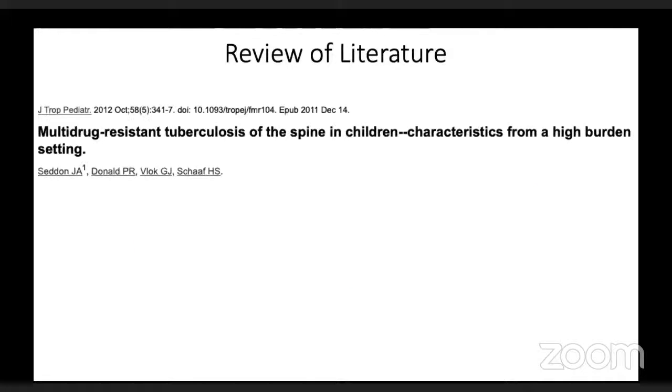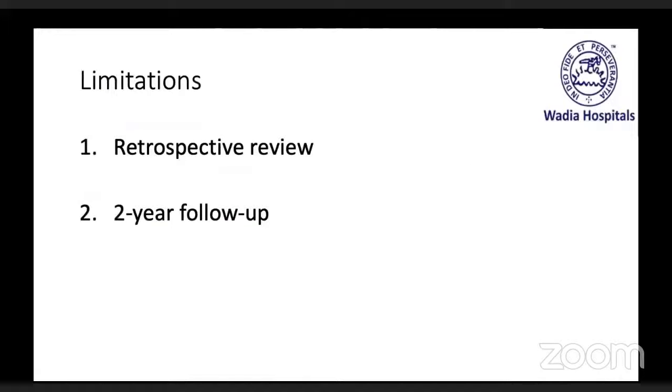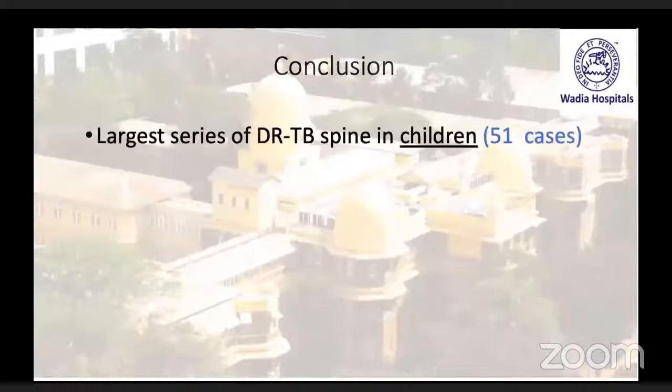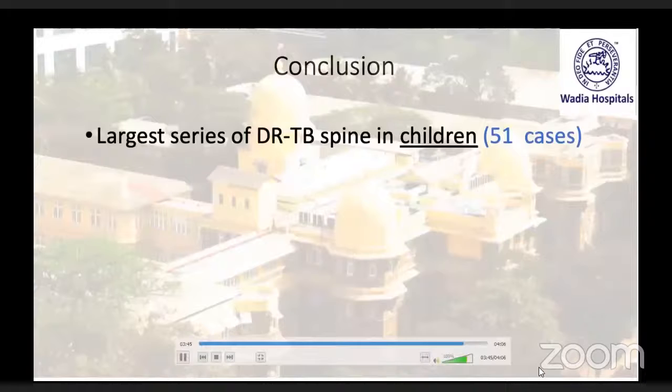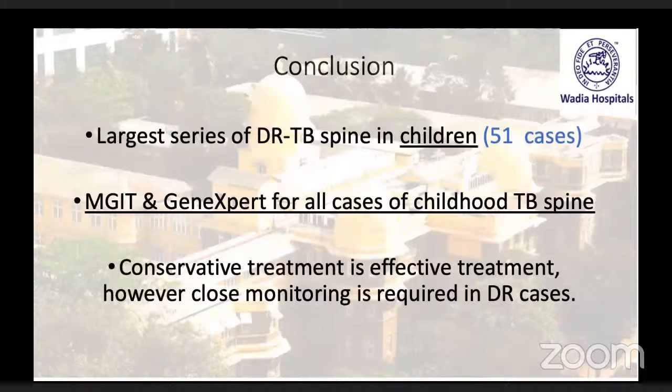On reviewing the literature, there are few studies with very few cases. Limitations of this study include that it is a retrospective review with a minimum of 2 years of follow-up. To conclude, this is the largest series of drug-resistant tuberculosis of the spine in children, with 51 cases. We recommend TB MGIT and GeneXpert be done in all cases of tuberculosis of the spine. Conservative treatment is an effective treatment. However, close monitoring is required in drug-resistant cases as complication rates are high.